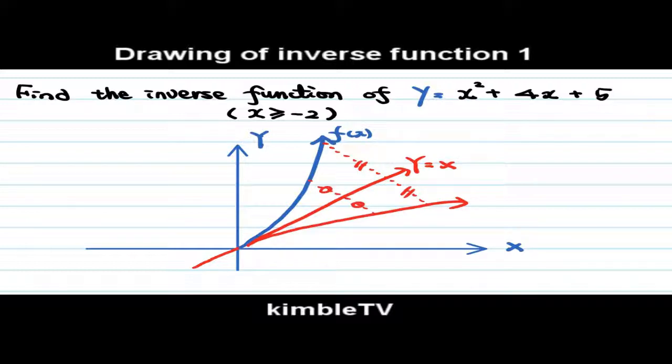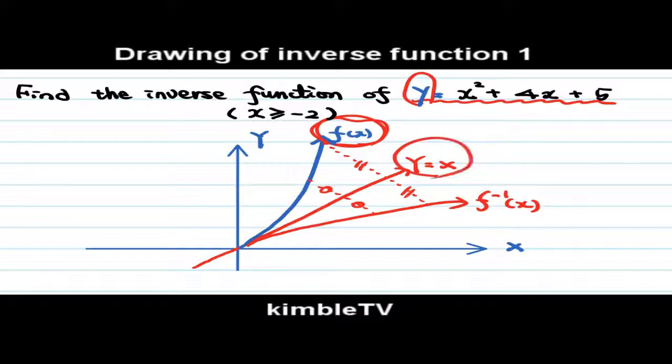This means that the f(x) function was reflected through y equals x. Therefore, this is its inverse function f inverse x. In order for us to find the inverse of a function, we must replace y by x and x by y, because f(x) was reflected through y equals x.